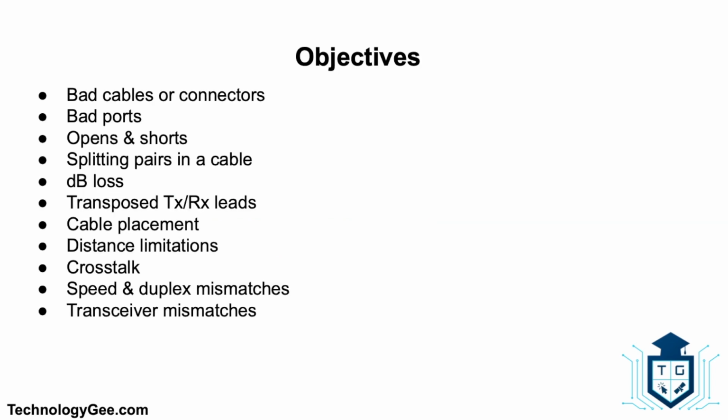In this quick little video, you're going to learn about wired network troubleshooting as it relates to bad cables or connectors, bad ports, opens and shorts, splitting pairs in a cable, decibel loss, transposed, transmit and receive leads, cable placement, exceeded distance limitations, crosstalk, speed and duplex mismatches, and transceiver mismatches.